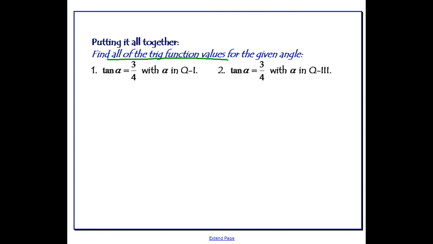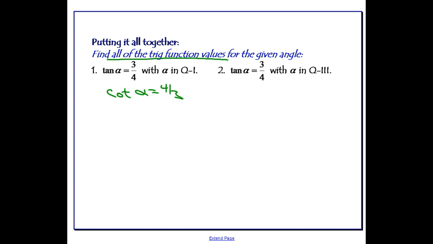Okay, they gave me the tangent of alpha is 3/4. Well, immediately I'll find the cotangent of alpha. It's the reciprocal, 4/3. Not too bad. 1 done. Still 4 more trig functions to go.